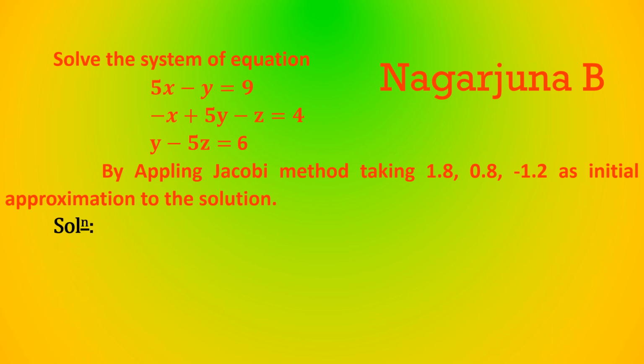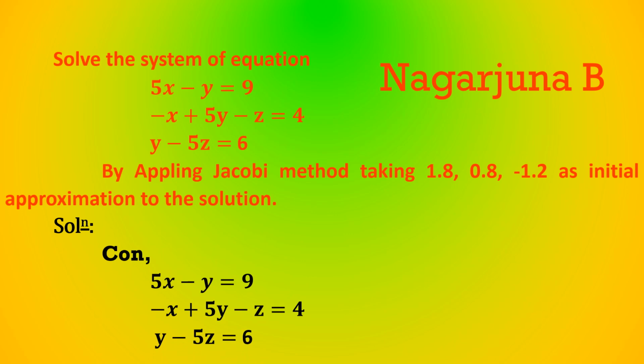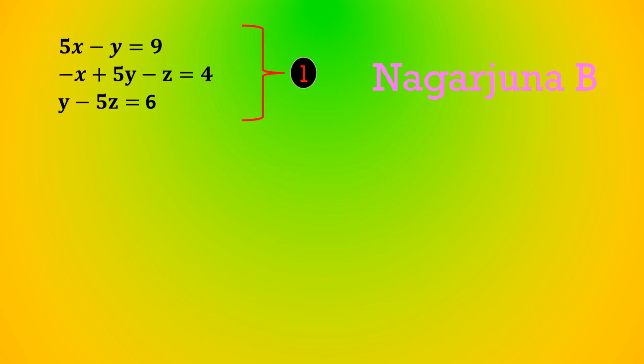Now the solution. Consider 5x minus y is equal to 9, minus x plus 5y minus z is equal to 4, y minus 5z is equal to 6. Since we have checked that it is a diagonally dominant system, consider this system of equations as system of equations 1.